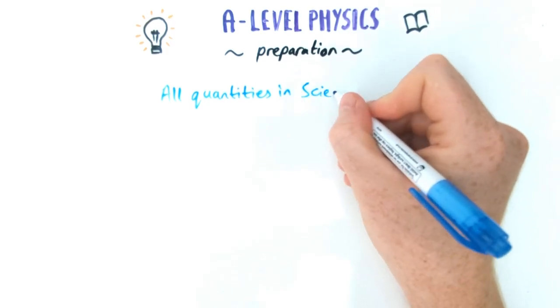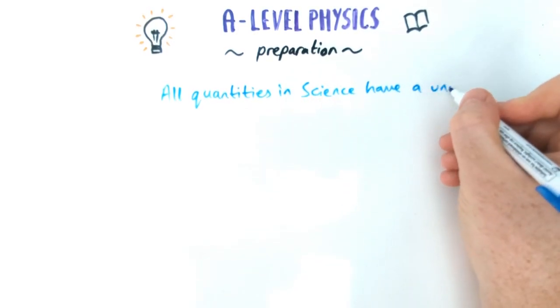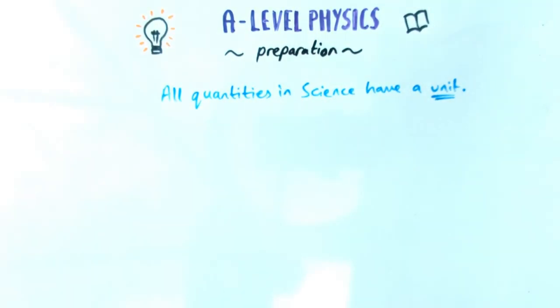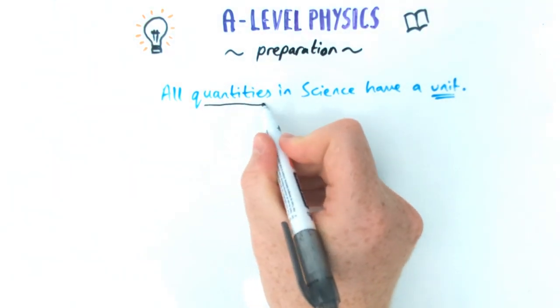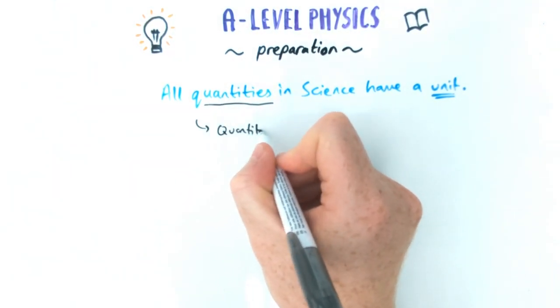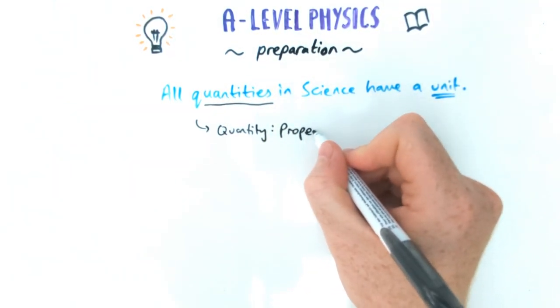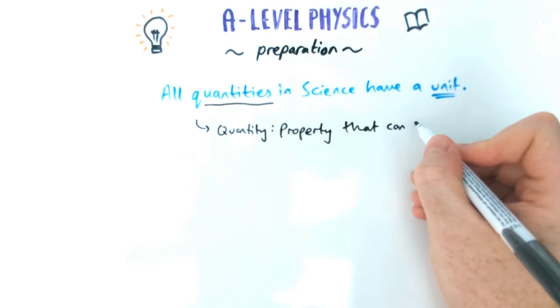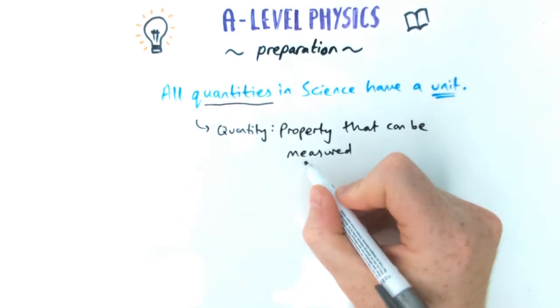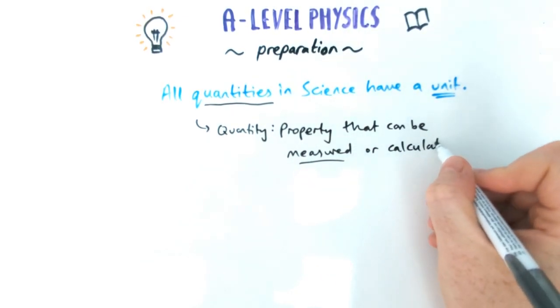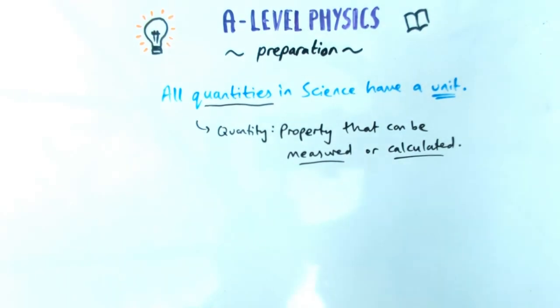So what are units for? Well, all quantities in science and in particular physics have a unit. That means something that comes after the number. Now, when we say quantities, what we mean is essentially anything, any property that can be measured or calculated. Okay, so we can look at some examples of each today. If you measure it or calculate it, we call it a quantity in physics.